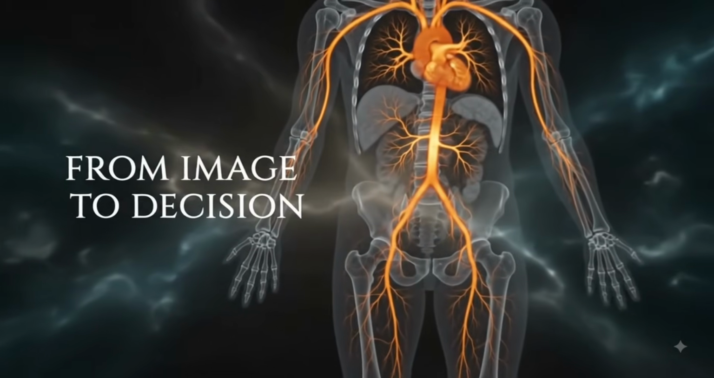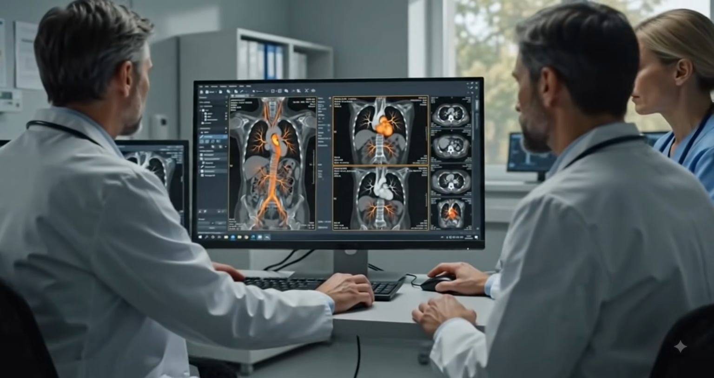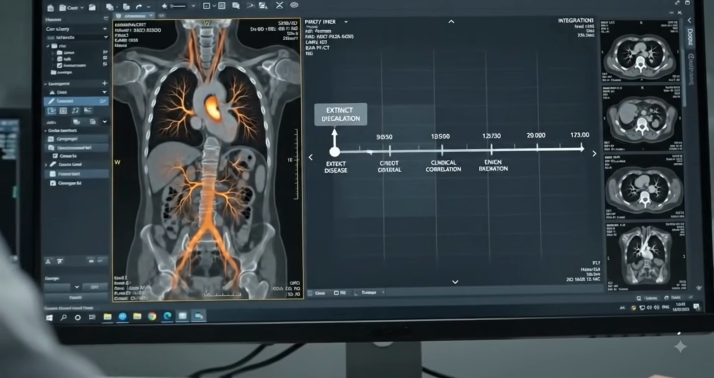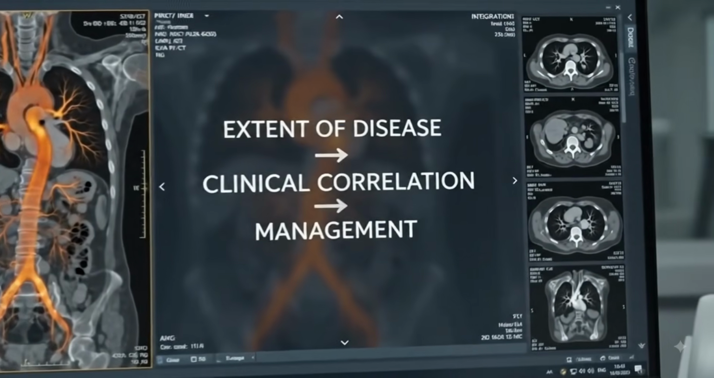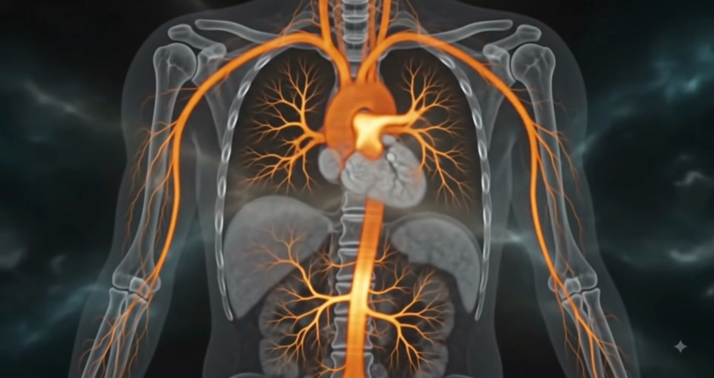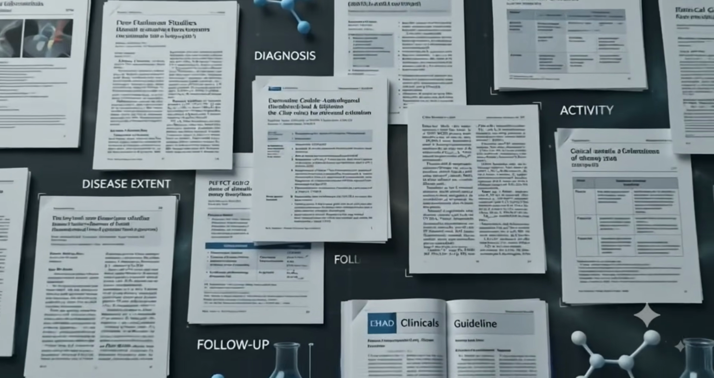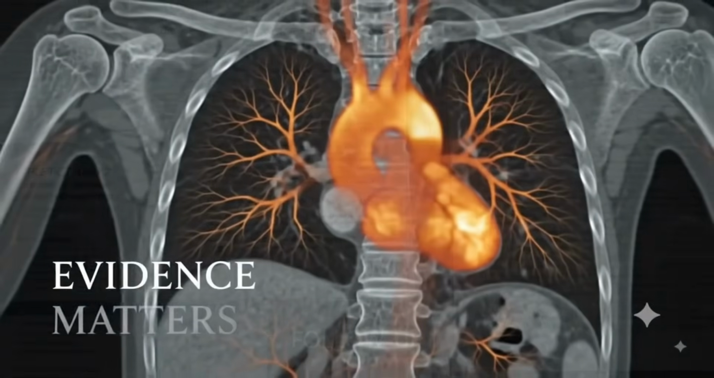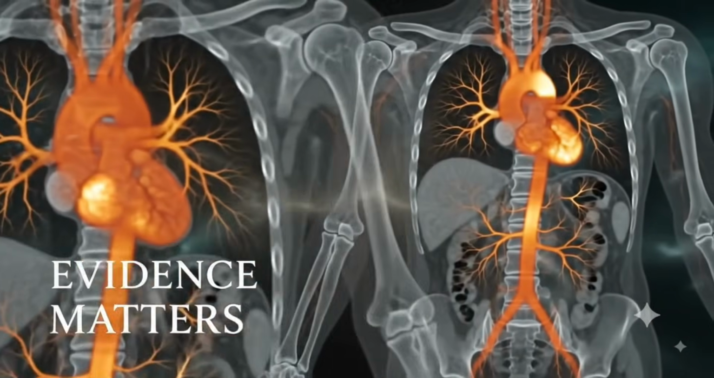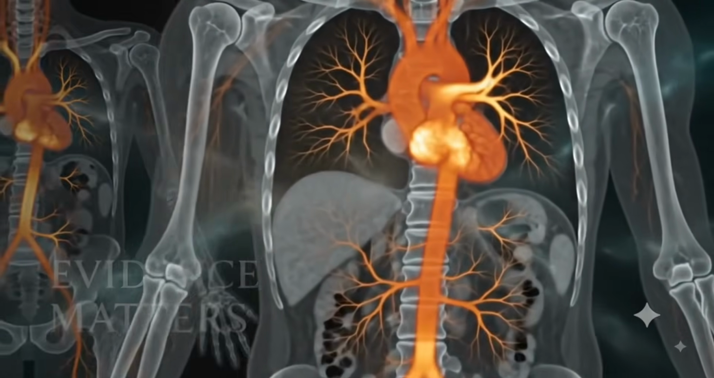The value of PET is not the image itself. By revealing the distribution and extent of active vascular inflammation, it can add information that helps guide clinical assessment and management. But imaging should never stand alone. Its clinical value depends on evidence, validated imaging principles, published data, and guidelines that place each finding into context.